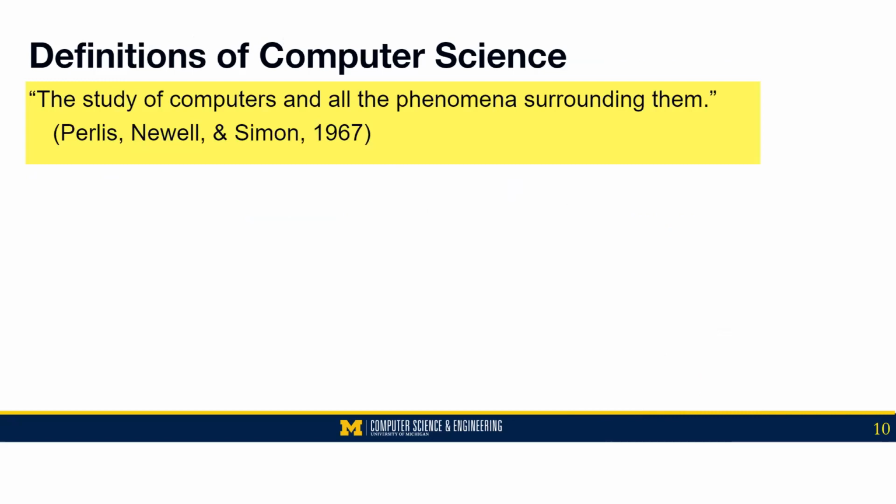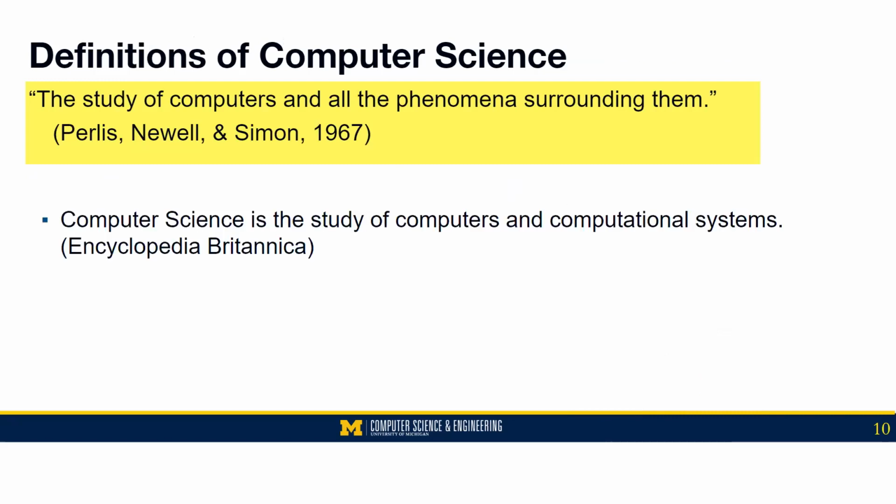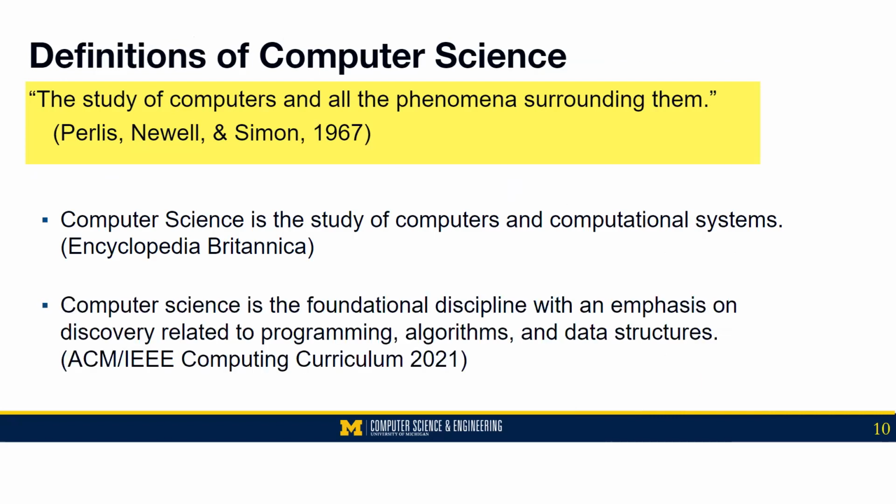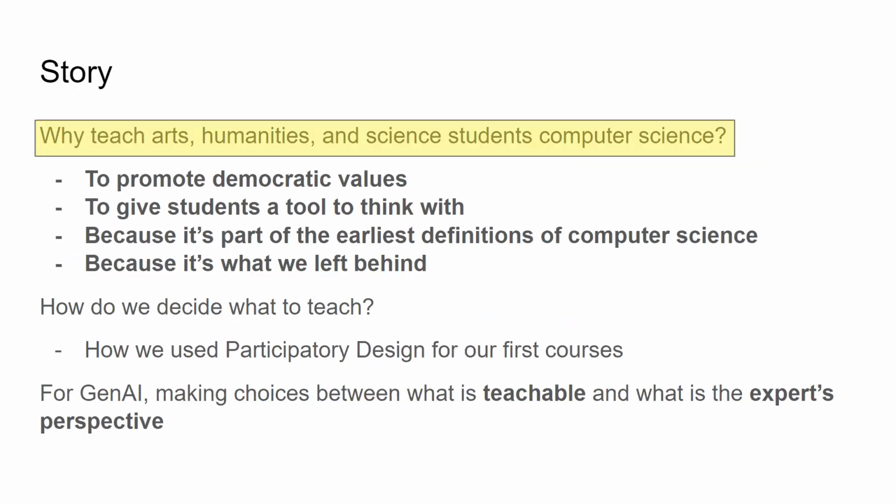So this is the definition of computer science that Perlis, Newell, and Simon gave us. Here's the one literally from the encyclopedia. Notice that society and all the other things are missing. Here's the one that is used in the ACM IEEE computing curriculum. Again, there's nothing about society and its impact on it. Whichever definition you best like, I hope you'd agree with me that the first one is a lot broader than the latter two. Somewhere along the line, we started to define much more narrowly what is computer science.